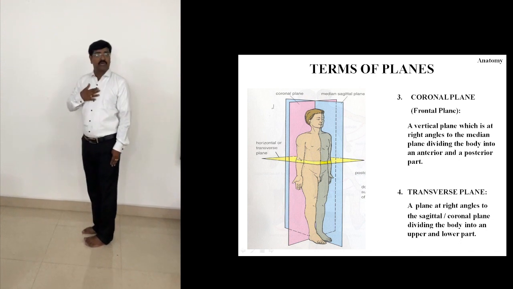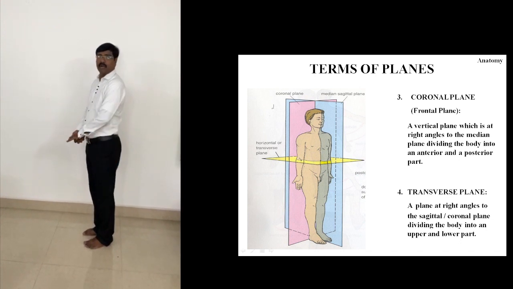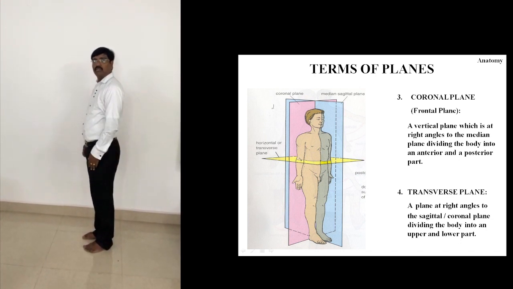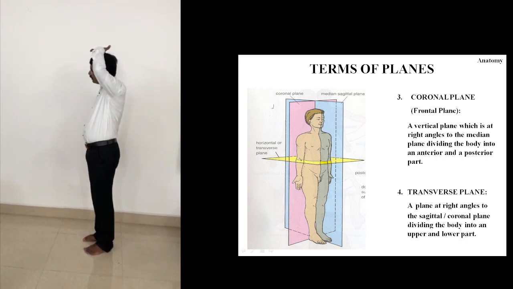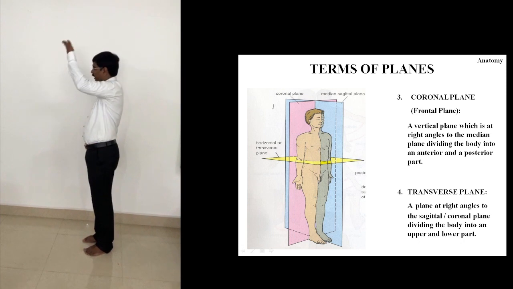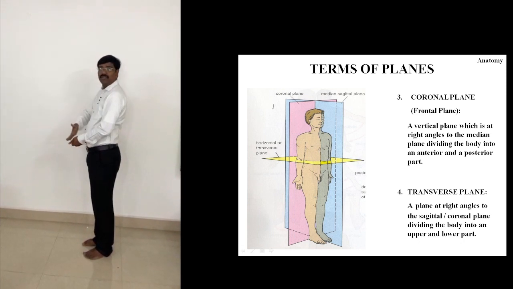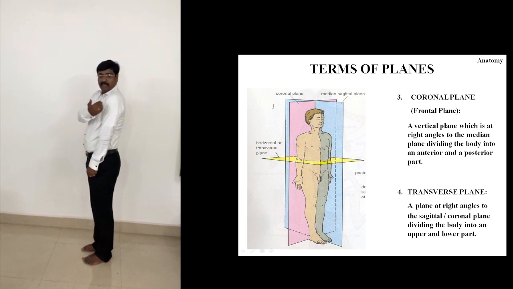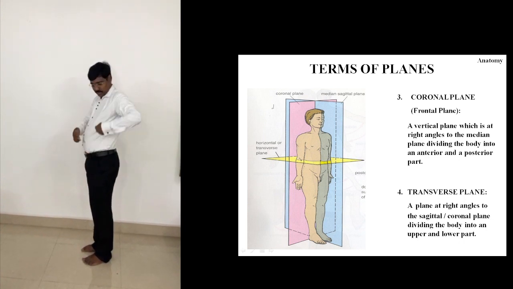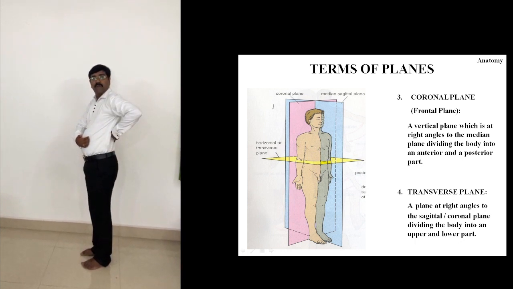Now this is called what? Anterior part. The backside part is called what? Posterior part. So now we have to cut my body into front and back halves. You got my point? Front and back half. So this becomes anterior, this part becomes posterior. Again you cut here, so this will become anterior and this part will become posterior.